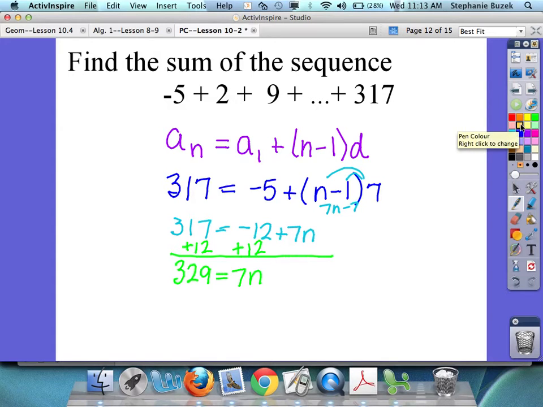So now what do you do? Divide by 7, so what does n equal? 47. So that means there's 47 terms. So now what we need to do is find the sum. So I need to find the sum of 47 terms. So I get 47 over 2, first plus last. So -5 plus 317.